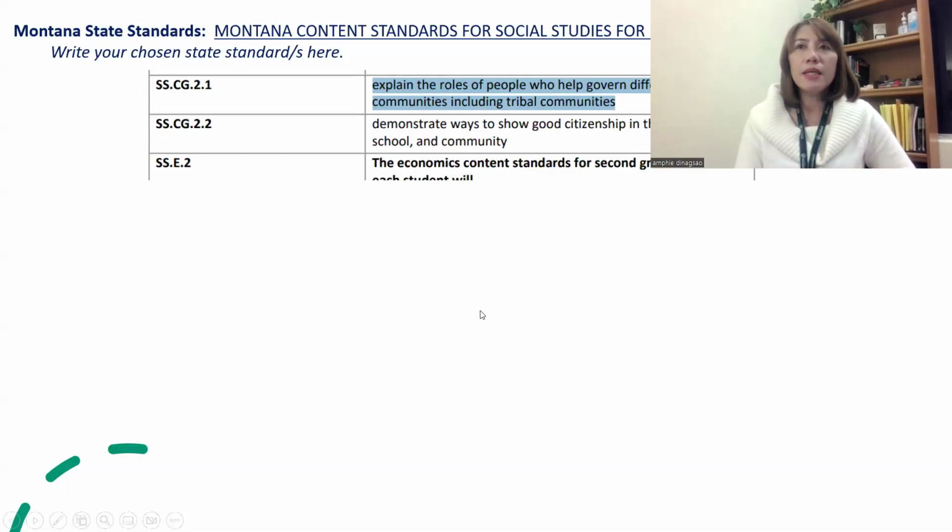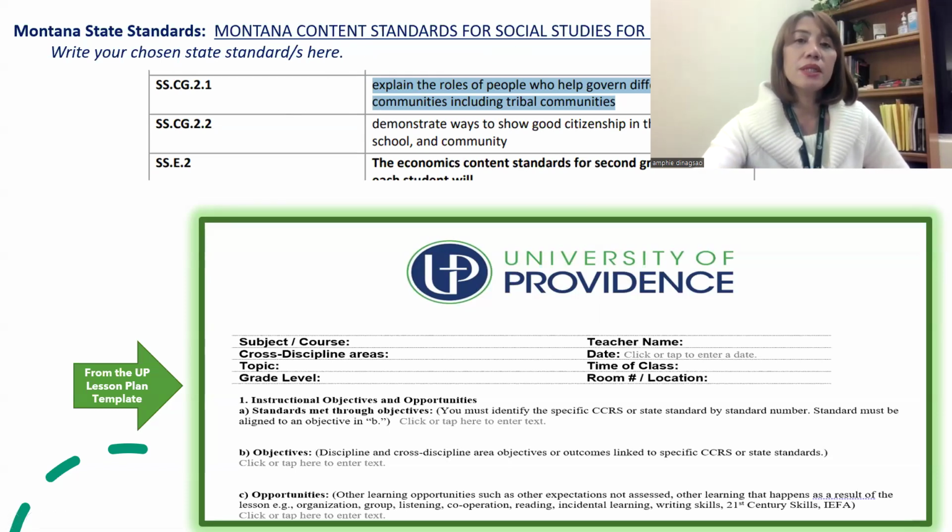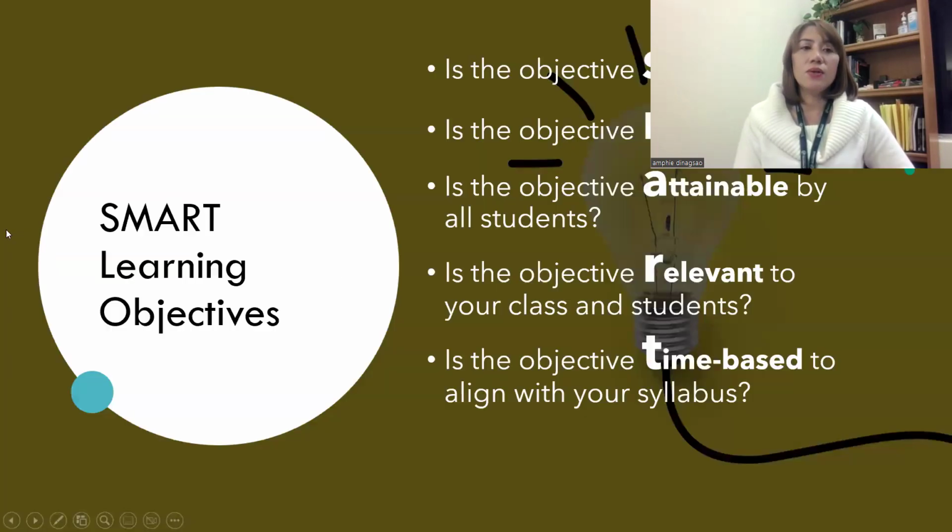So basically, at the start, you may want to visit first and consider the state standards. So say, for example, if you look into the Montana content standards for social studies, you will see that maybe they explain the roles, and then you want to begin planning your lesson. Okay, so let's talk first about what SMART learning objectives are.